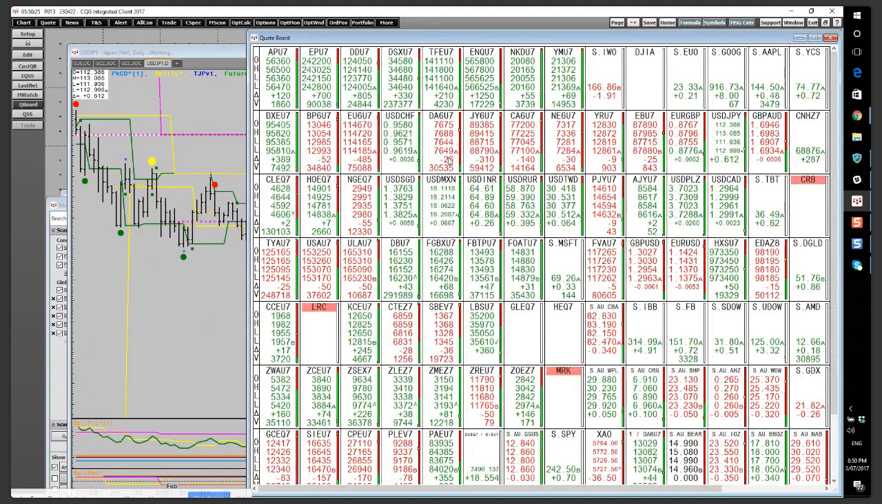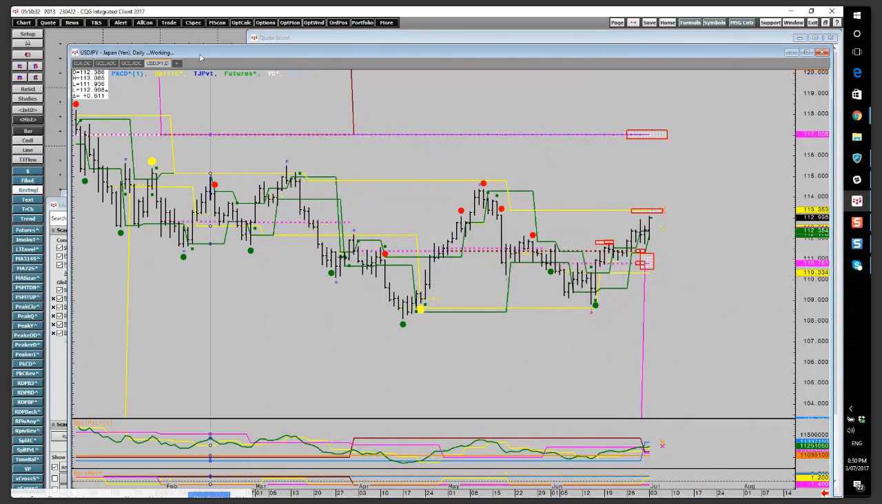And finally, we might just jump over to bonds and then equities. So let's just have a quick look at 30 years. It took a bit of a beating last week. This is Treasury bonds.